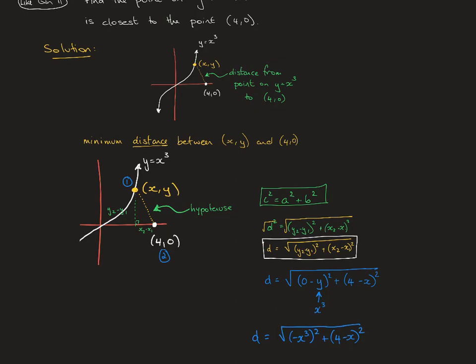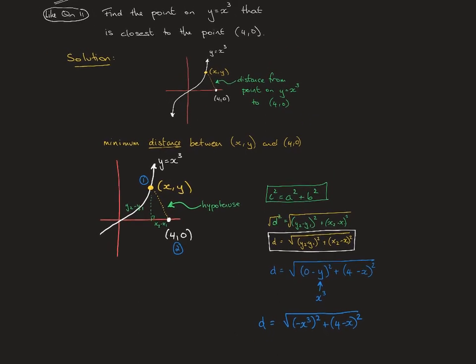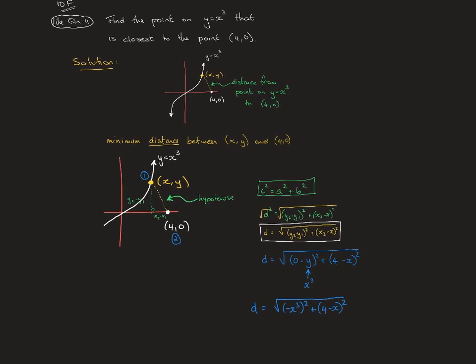I can differentiate that with respect to x, let it equal 0 and solve to find the x value that gives me the minimum distance, and then substitute that back into the equation for my line to find the coordinates of the point. I'll go ahead and do this. If you press pause, you can try doing this and then check your answers as well.